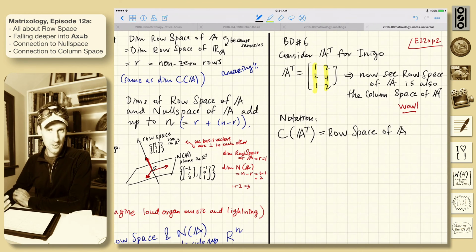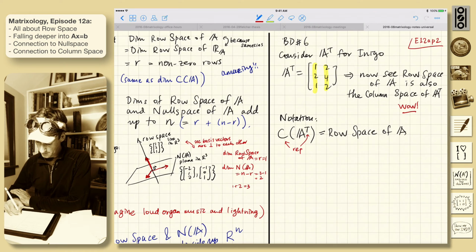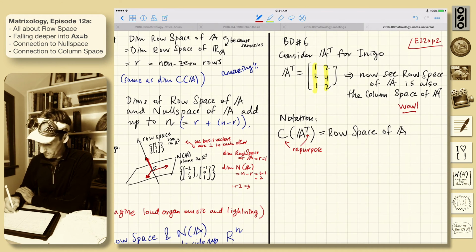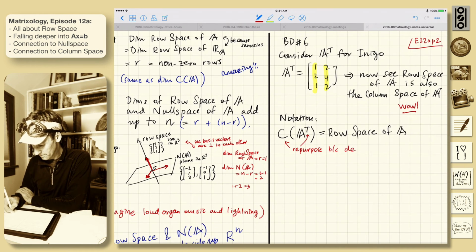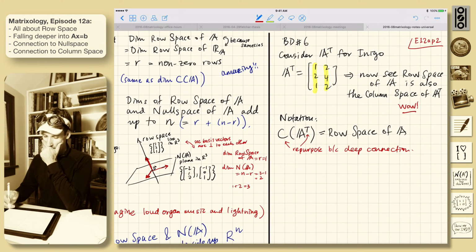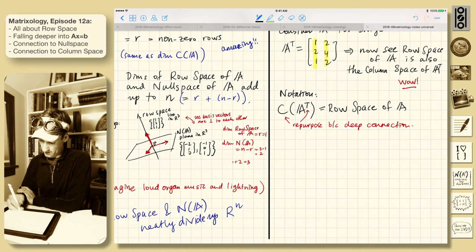So there's nothing new here, right? We've had these before. We're repurposing, or just seeing a deeper connection. Plus we've already used R, so anyway, this is the big deal. This is huge. There was one last pretty amazing thing that just opens things up completely. Big deal number 7.